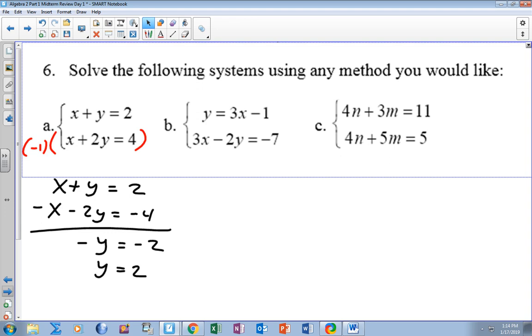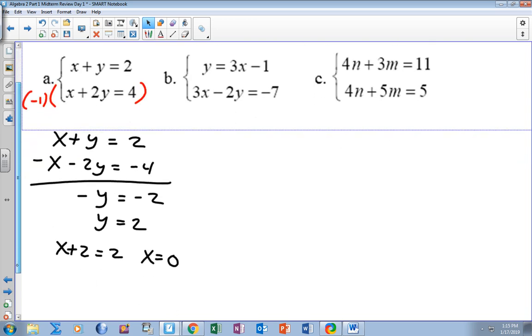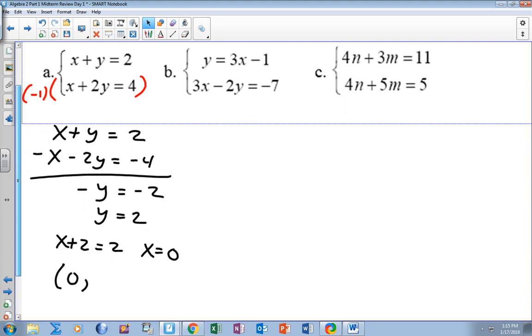Once you know what y is, you can plug it back into either equation to find x. So we have x plus 2 equals 2. I'm going to plug it into the top one. Subtract 2 from both sides, you get x equals 0, right? So the solution for this first one would just be when x is 0, y is 2. So that is the solution.